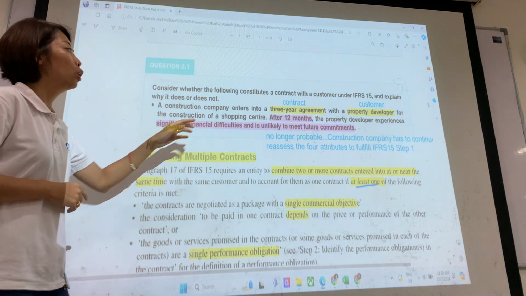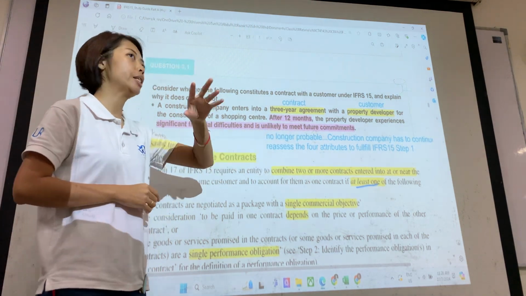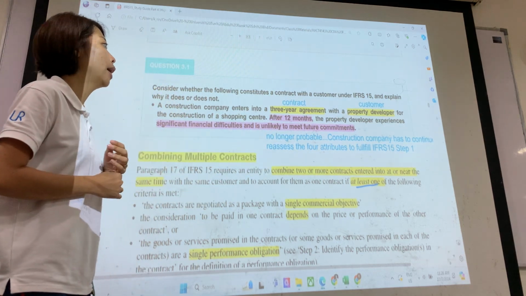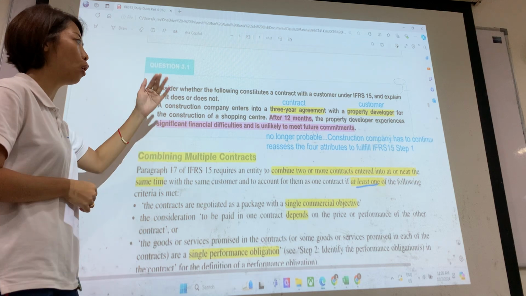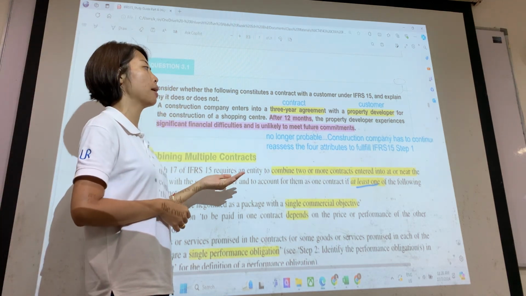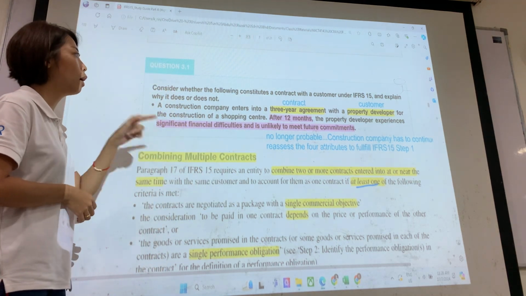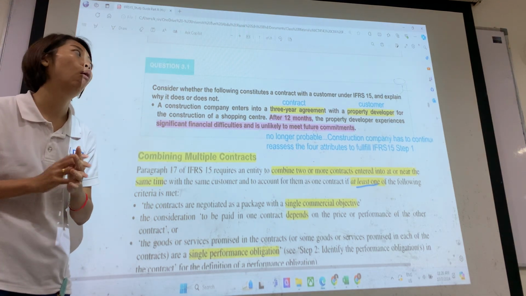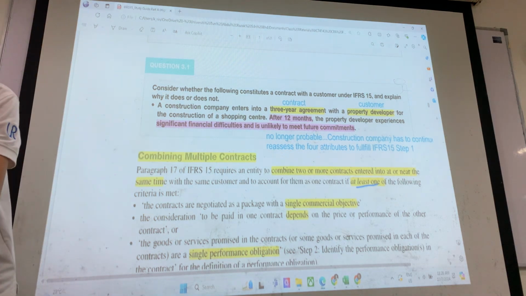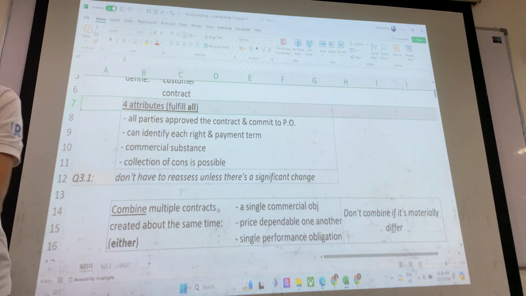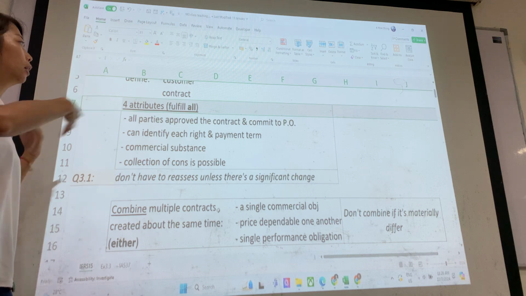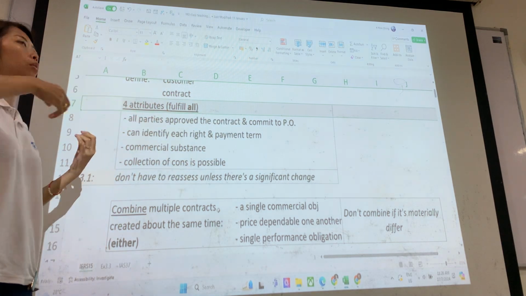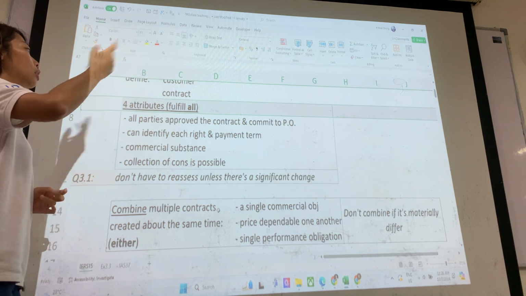Okay, now, it is no longer probable to receive the payment, and therefore the construction company has to continue to reassess the 4 attributes to fulfill IFRS 15 step 1. The meaning is, after 12 months, you have to stop recognizing revenue anymore. Because to fulfill step 1, we have to make sure both parties agree with the contract and we are committing to the obligation. I will continue building the shopping center, you will continue paying me.